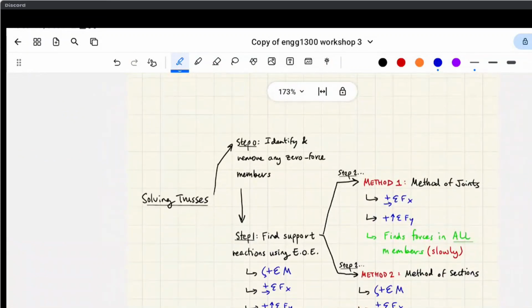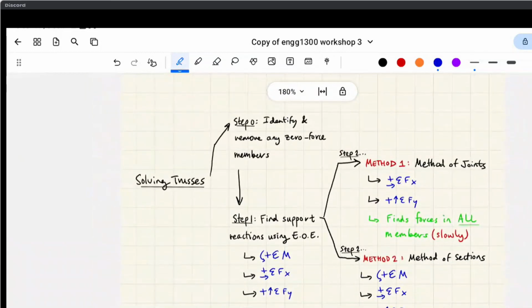Oh, sorry. We're going to talk about how to solve trusses first, and then we'll move on to the questions. I wanted to group this together with the trusses after the break, because it'd be hard to remember what I was saying from before the break.